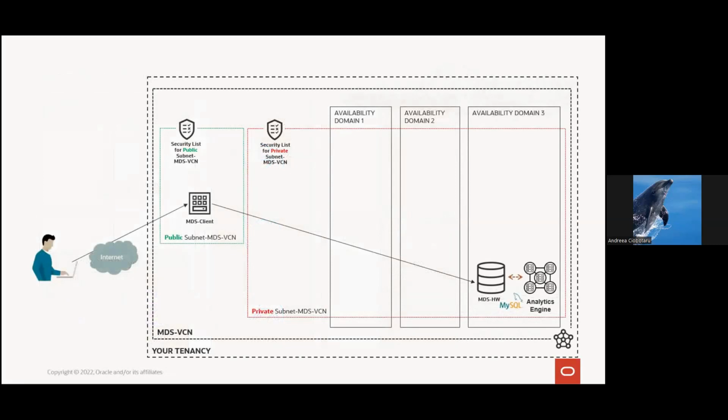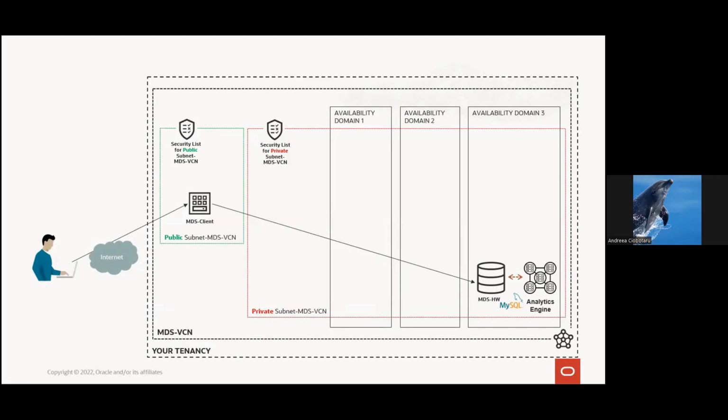First of all, as you can see, you have your tenancy. In the tenancy, you have created a VCN. You are already using that. And then you have your resources in this VCN. So you have two subnets. In green, you have the public subnet, which can be accessed directly from the internet. And then in red, you have your private subnet, which is not accessible directly from the internet.